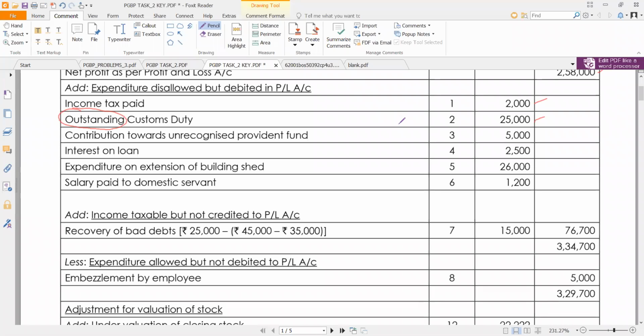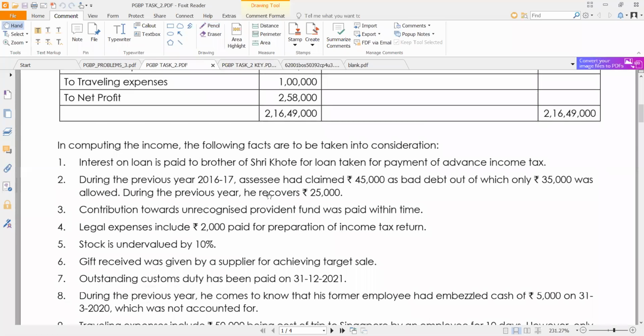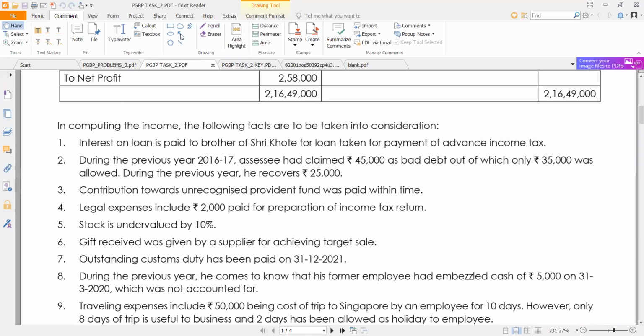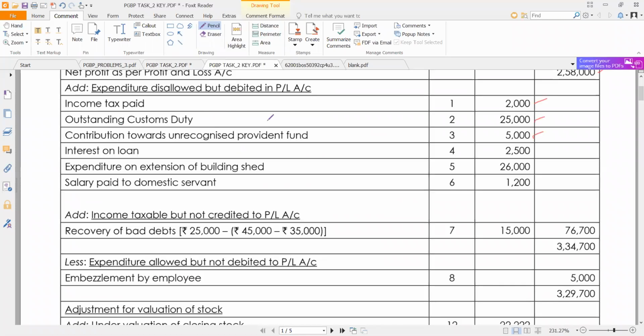Any duty, tax, cess, or any other thing that is payable under any law will be allowed as a deduction only on actual payment. When you say outstanding, that means payment has not been done. So that is disallowed. Contribution towards unrecognized provident fund is disallowed. Interest on loan, why is it disallowed? Because this point is given: interest on loan is paid to the brother of the assessee for a loan taken for payment of income tax, advance tax, whatever it is. Interest on a loan taken for payment of income tax is not allowed as a deduction. That is the reason this is also disallowed.